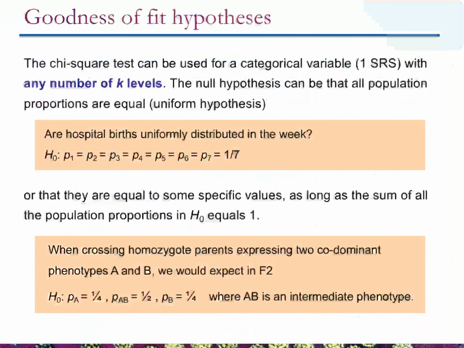So, goodness of fit hypotheses. We have to develop hypotheses here, null and alternative, just like we've done for any other tests in statistical inference. We're using the chi-square test again for categorical variables. We have a single random sample with any number of levels, k levels. With the births for each day of the week, the number of levels was 7, 1 for each day of the week.